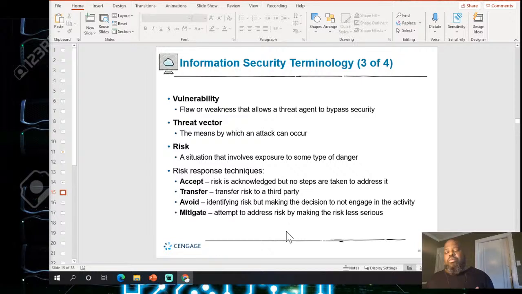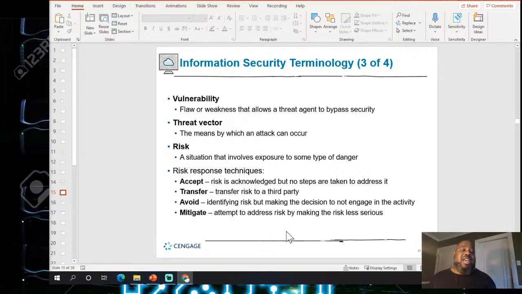So when you really deal with security, you can't block everything. There's going to be some vulnerabilities or some risk, right? What is the risk response technique? I can accept the risk. Risk is acknowledged, but no steps are taken to address it. I can transfer the risk to a third party, an insurance company. A lot of people are getting ransomware insurance out there to mitigate the cost of something happening.